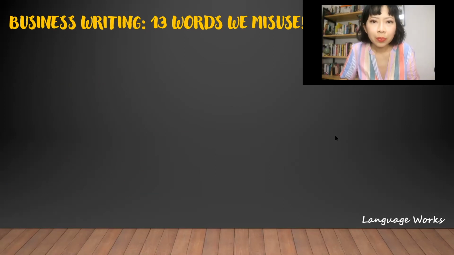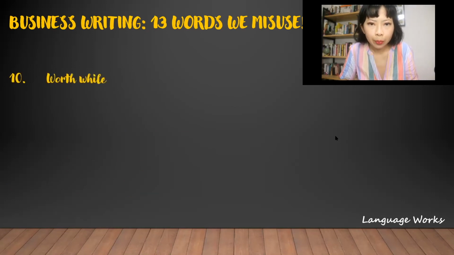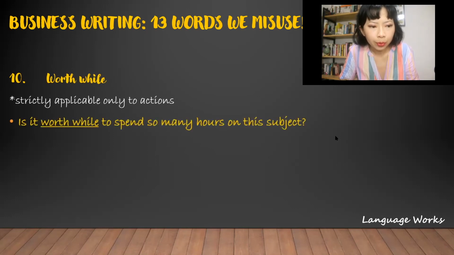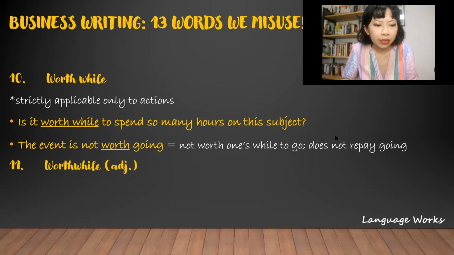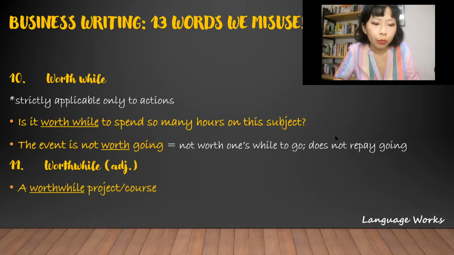Now let's move on to number 10, the words worth while separate. Strictly applicable only to actions. For example, is it worth while to spend so many hours on this subject? Another one, the event is not worth going, meaning it's not worth one's while to go, does not repay going, so it's not worth it. Contrast it with number 11, worthwhile together makes it an adjective. For example, a worthwhile cause, a worthwhile project.